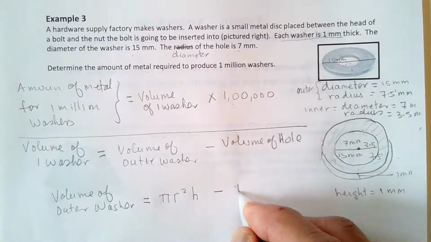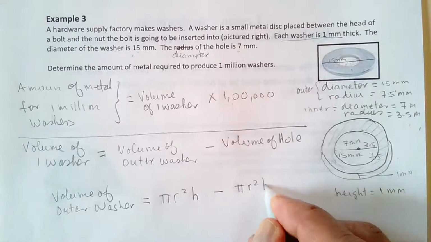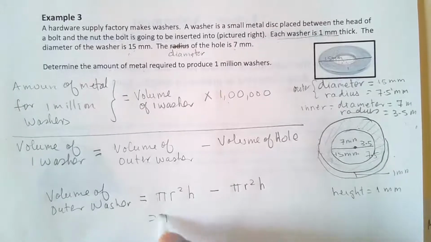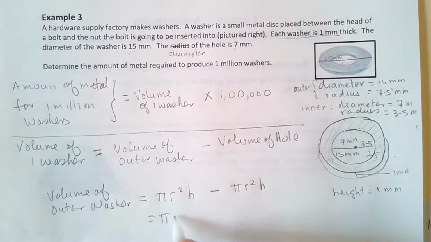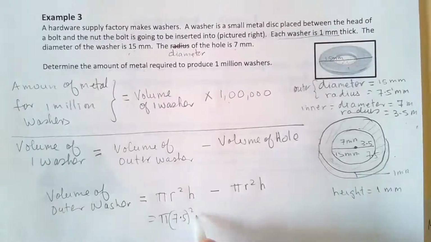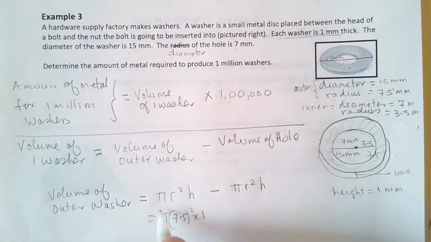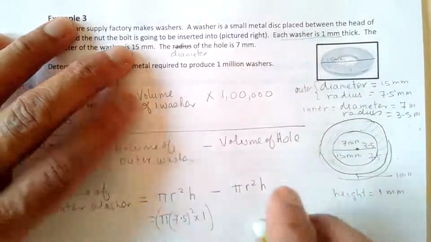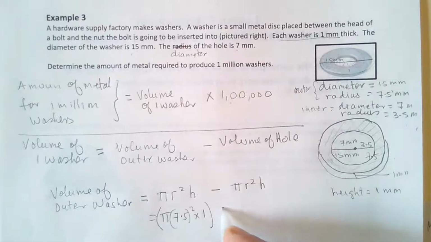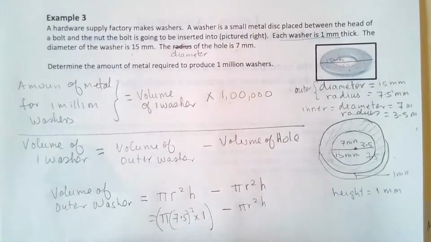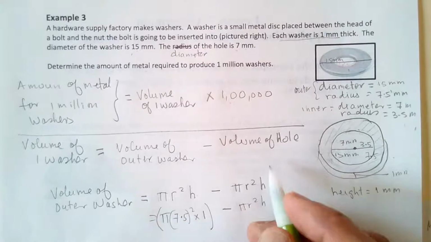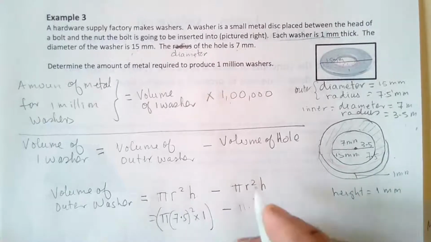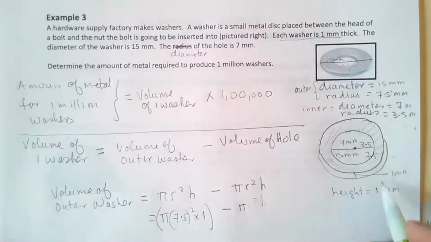minus pi r squared times the height. So this will give us pi. The radius is 7.5. And our height is 1. So that's your outer washer. And the volume of the hole, so minus, the volume of the hole would be, so we can do all of it here in 1. Which gives us pi, the radius is 3.5.